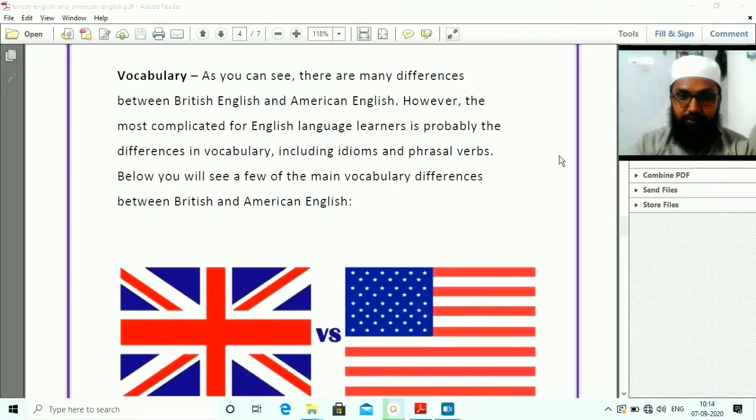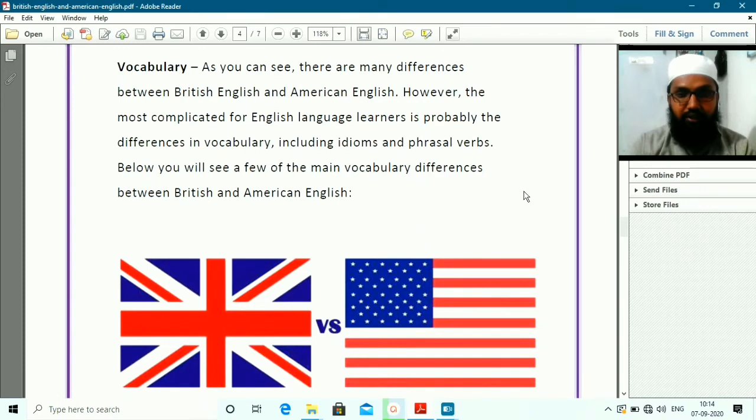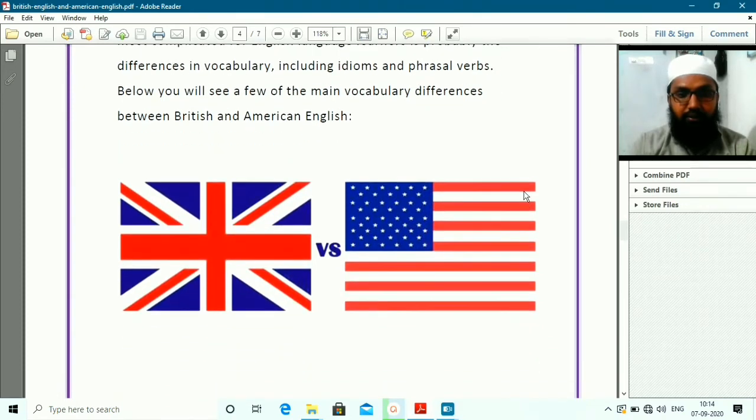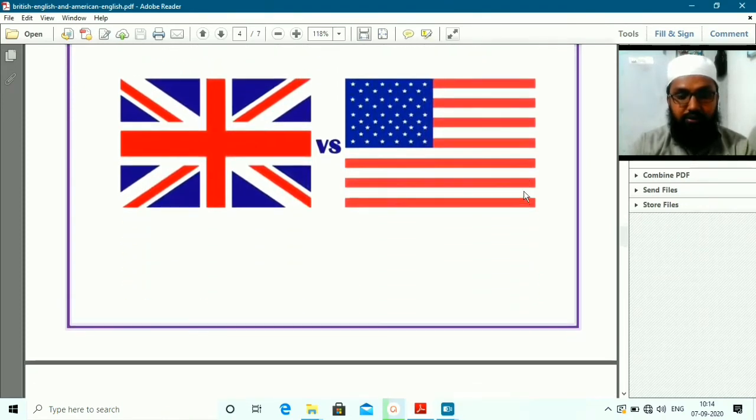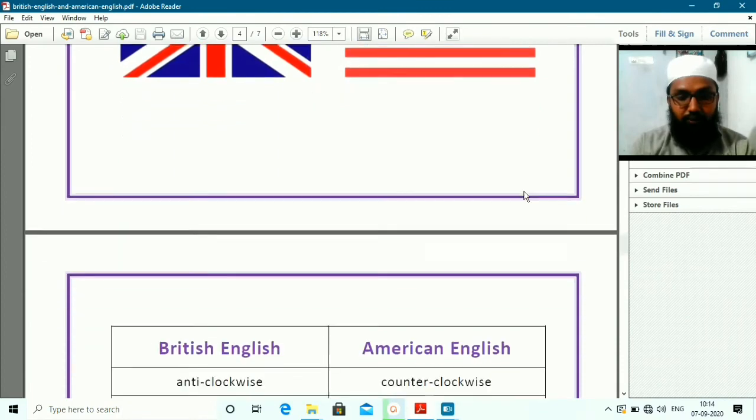As you can see, there are many differences between British English and American English. However, the most complicated for English language learners is probably the differences in vocabulary, including idioms and phrasal verbs. Below you will see a few of the main vocabulary differences between British English and American English. Here you can see the examples for vocabulary.